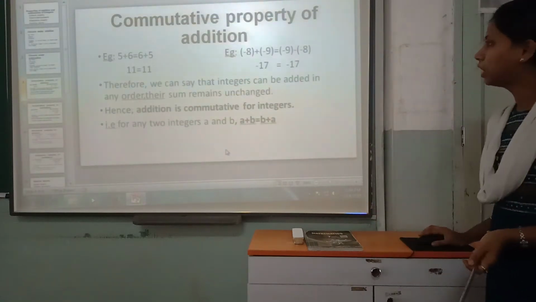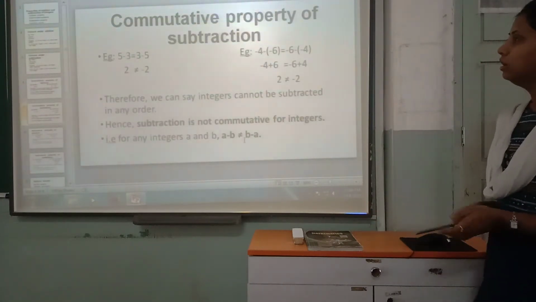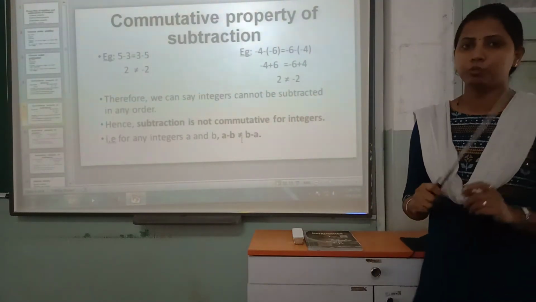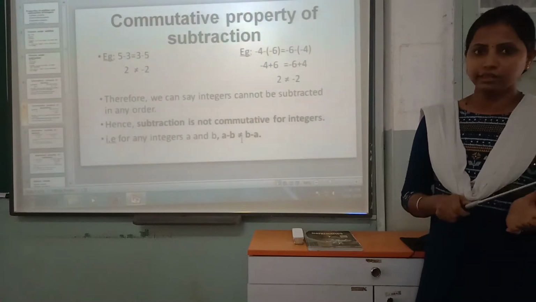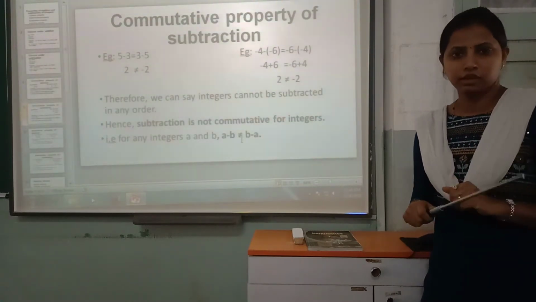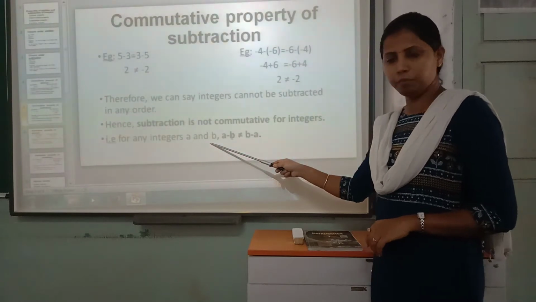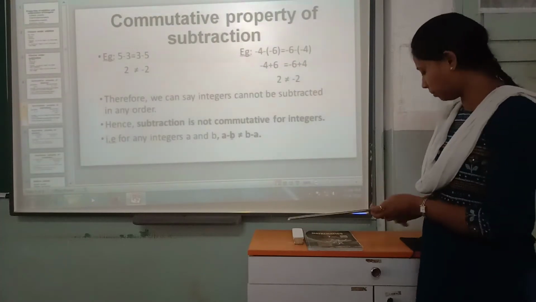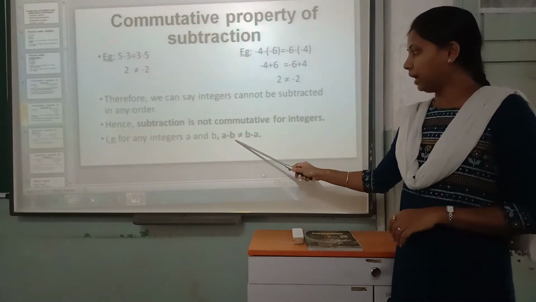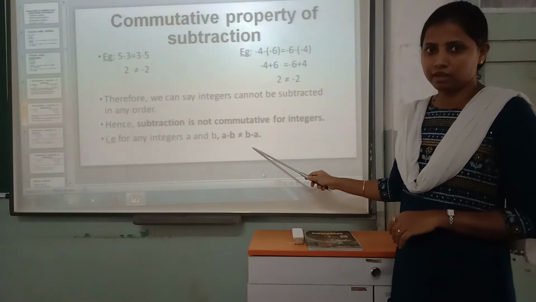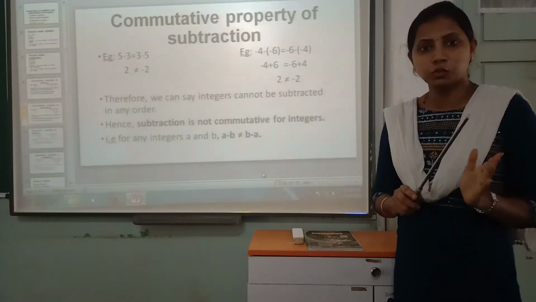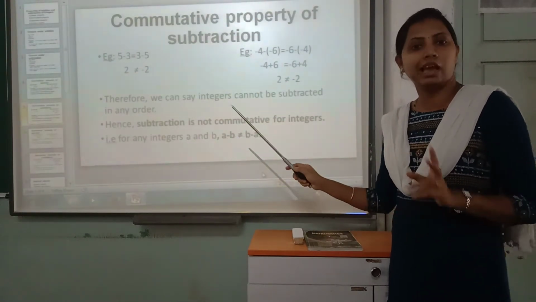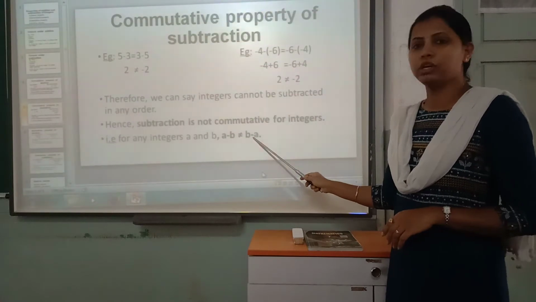Now coming to the next one, commutative property of subtraction. So what do you mean by commutative property of subtraction? As we added in the previous one, here we have to subtract. Take any integers A and B. A minus B will not be equal to B minus A here. Remember, see carefully children. A minus B will not be equal to B minus A, whereas in addition we had seen A plus B will be equal to B plus A. But in subtraction, when you subtract the integers in any order, LHS will not be equal to RHS.